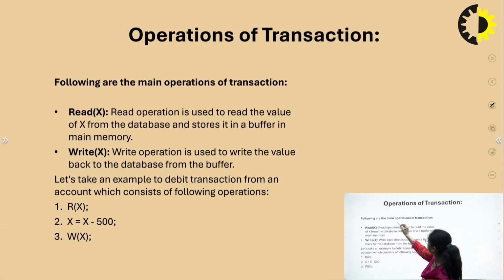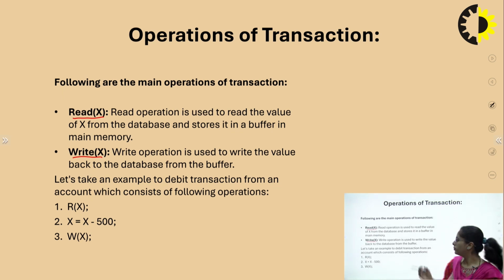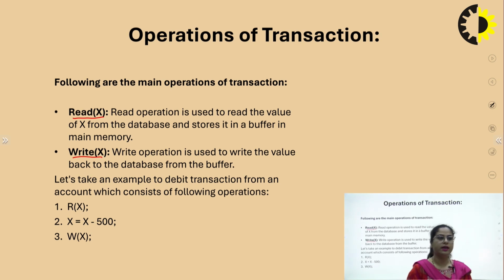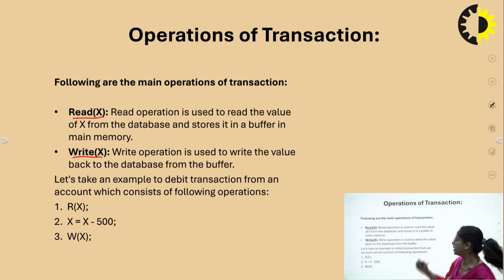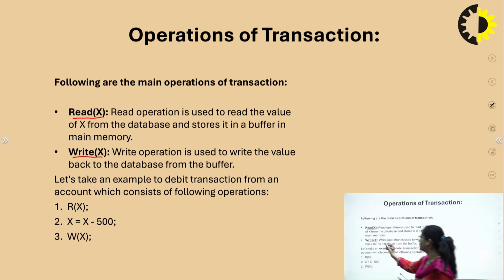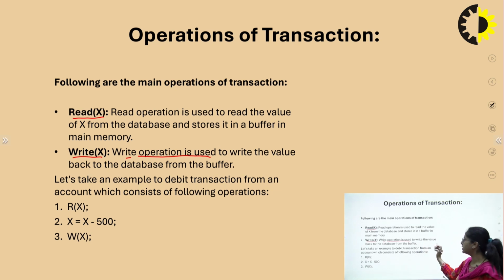The main operations of the transaction are, first, read of X, and second, write of X. Read of X is the operation used for reading the value from the database, and write of X is the operation used to perform the write. If we read the value from the database, we perform some operations on it, and then we have to update the value in the database. So the write operation is used to write the value back to the database from the buffer.